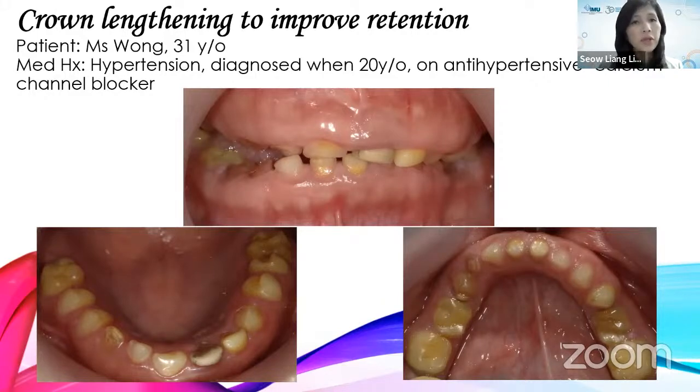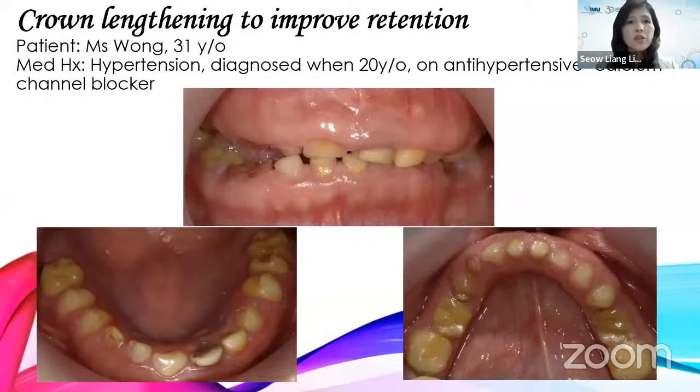Although this is a full reconstruction case, the main aim here is to share with you how we can increase crown height, overcoming short clinical crown to maximize the outcome of cementation success.